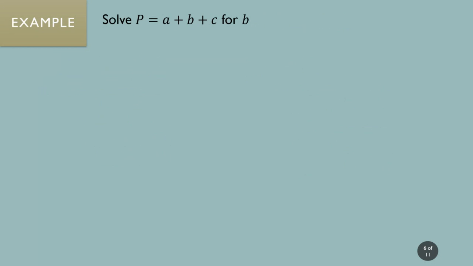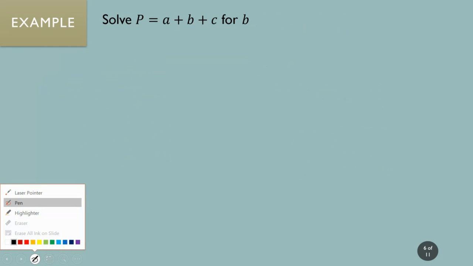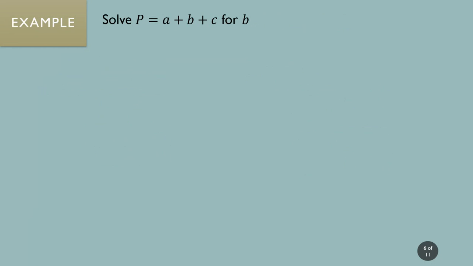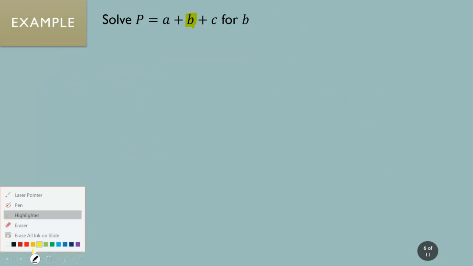So here's another example. We have a literal equation, P equals A plus B plus C, and we want to solve for the letter B. I'm going to go through a series of examples, each showing the different types of solving that you do when you have literal equations with lots of variables. So this is the most simple version, when you just have a whole bunch of things added together. So we want to solve for B.